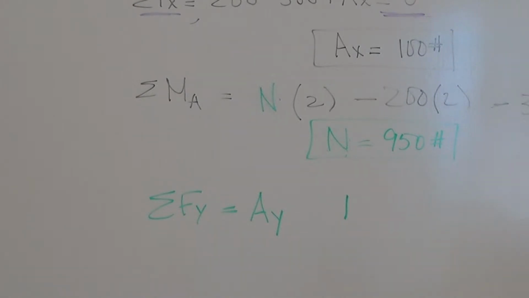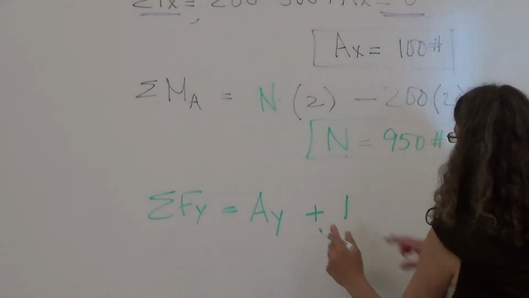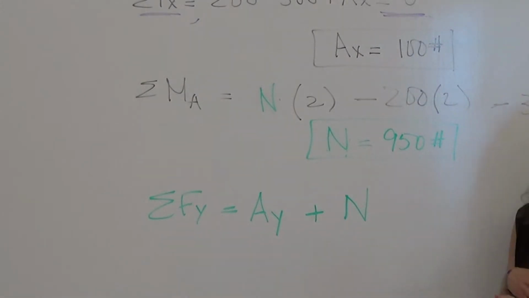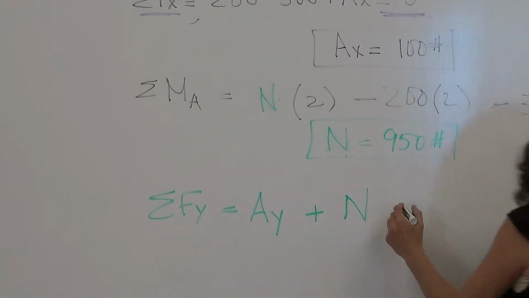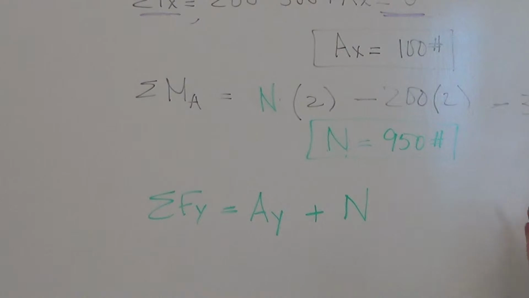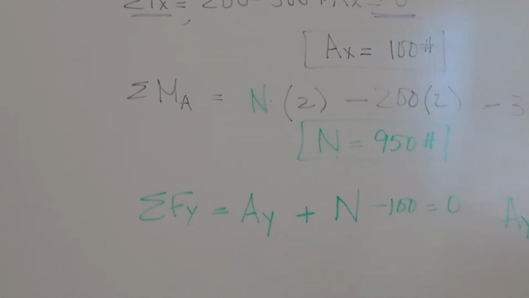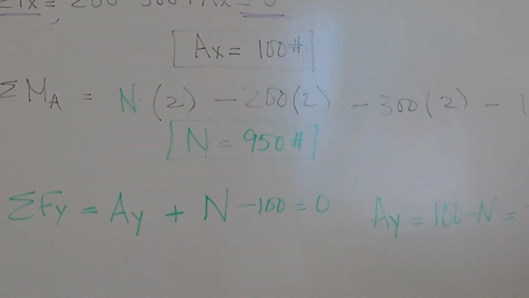Pretty awesome. Okay, Lucas. So it's going to be AY plus 50 minus. Right, let's put N though, okay? Okay. But yeah, you're right. Plus N. Right, thanks. Should be a learning experience. You have to tell me what you did, Lucas, and then plus N minus 100 equals 0. So AY is equal to 100 minus N, which equals negative 850 pounds.